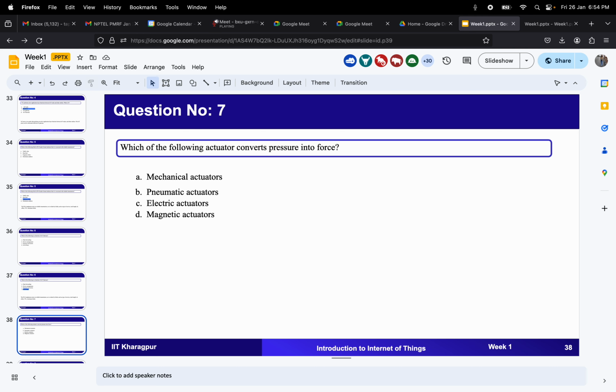Next question is, which of the following actuator converts pressure into force? Options are mechanical actuator, pneumatic actuator, electric actuator, magnetic actuators. Pneumatic actuators. Okay, anyone else? Pneumatic actuator. Right, pneumatic actuator is correct option.